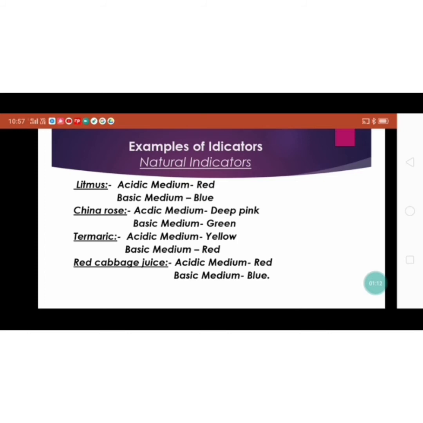One more substance which can be used for making natural indicator, that is red cabbage. Red cabbage juice can also be used as natural indicators, acid base indicators. So red cabbage juice, the color of this juice in acidic medium is red, and in basic medium it is blue. It is similar to that of litmus paper. Then it will be easier for you to remember the color change also.